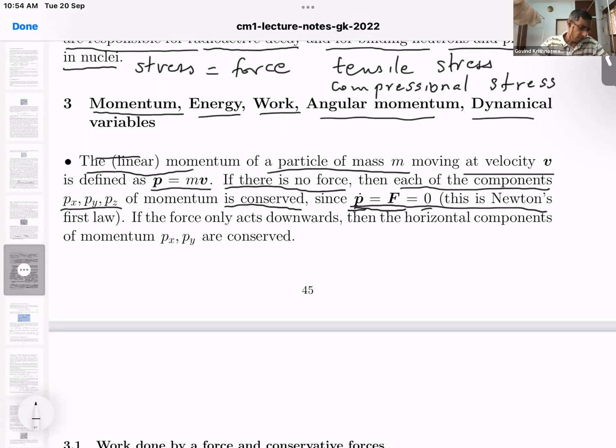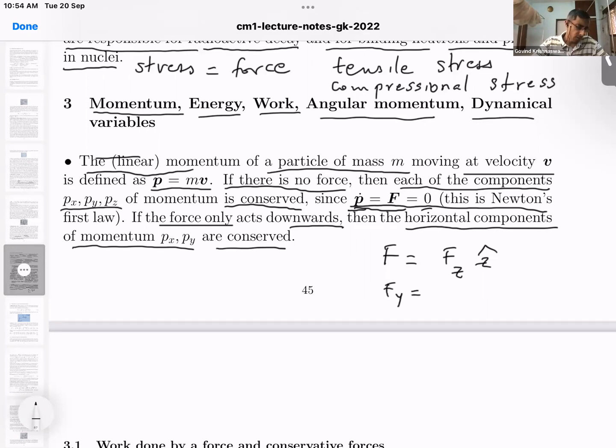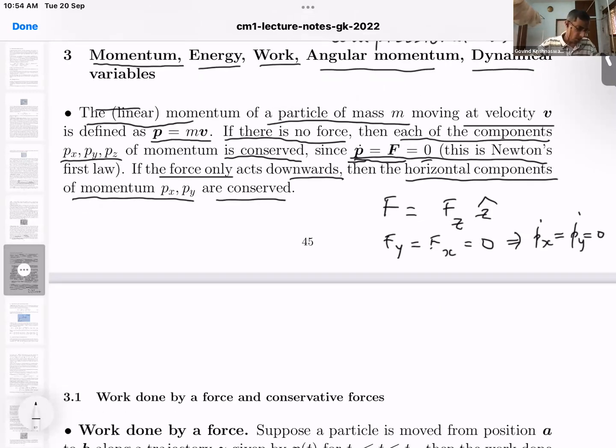Now, it may happen that the force only acts downwards. So F has only some, let us say, Fz z hat component. Then it will still be the case that the horizontal components of momentum, px and py, would still be conserved because Fx and Fy would still be 0. So px dot and py dot will both vanish. All right, so that is as far as momentum is concerned. It's a familiar concept. There is more to momentum, but we are just introducing ideas right now.